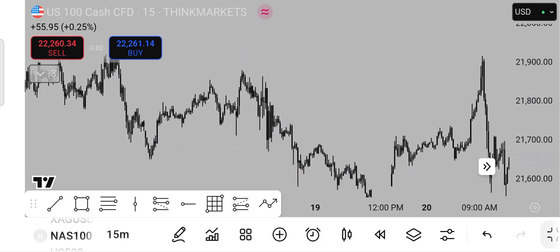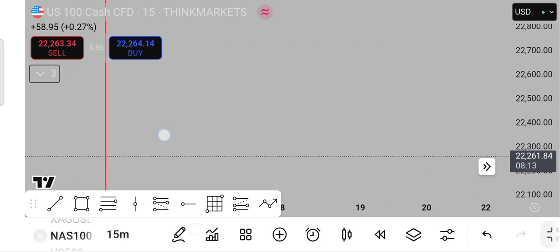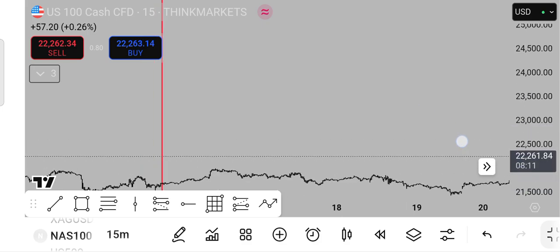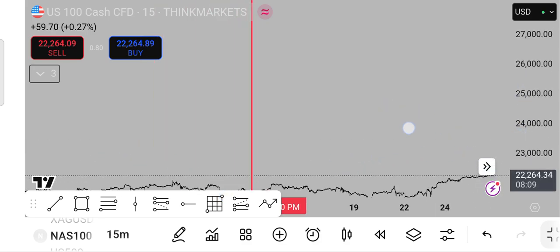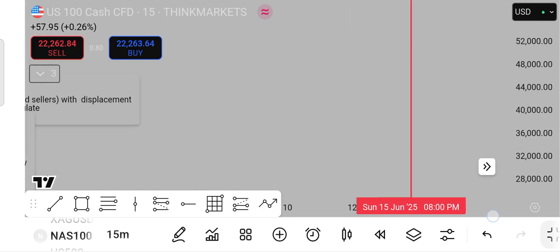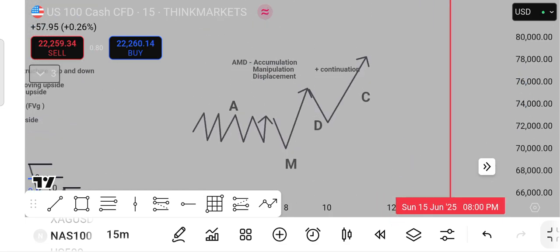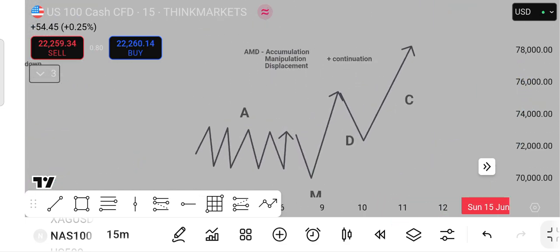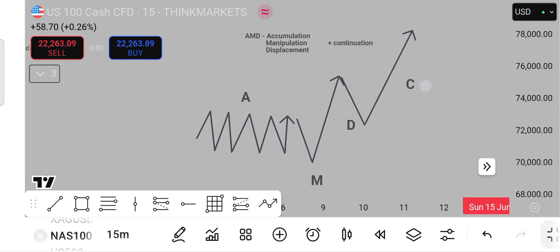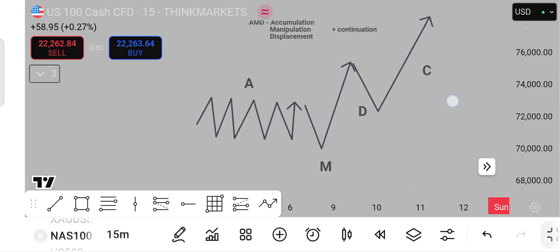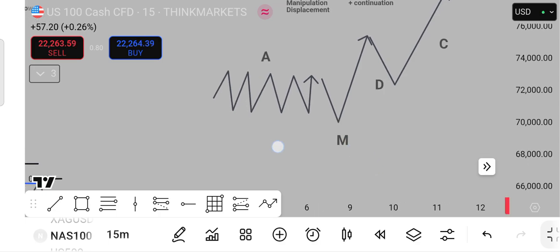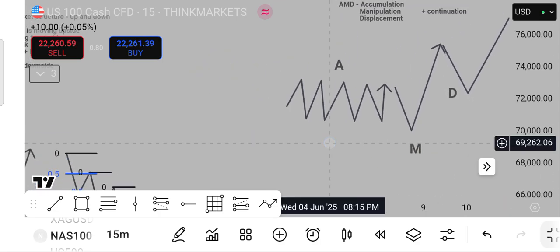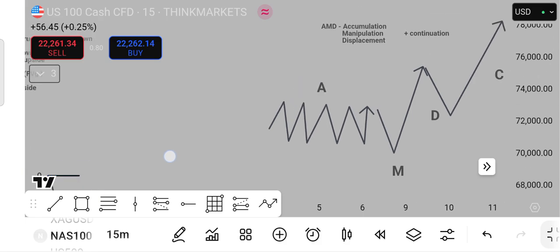Now let's move on to our accumulation, manipulation, and distribution. This is the most interesting topic you have ever seen. So, what is AMD? AMD is simply accumulation, manipulation, and distribution, plus continuation sometimes. We will see. First, accumulation is just a ranging market.